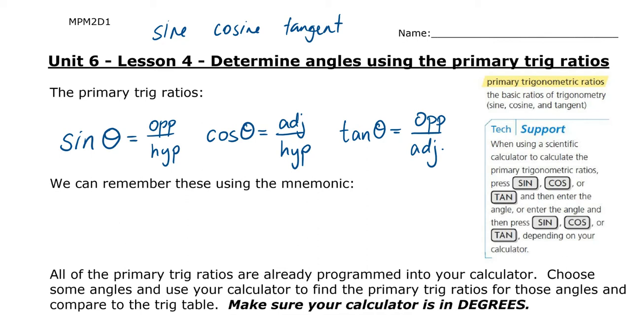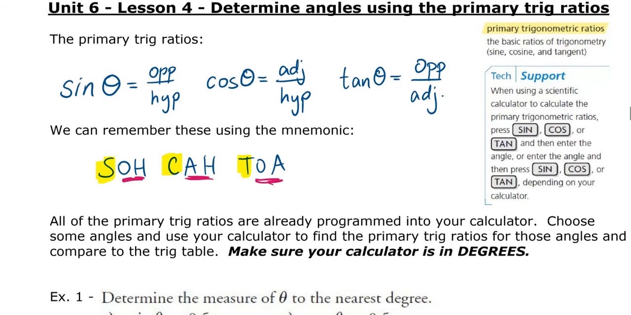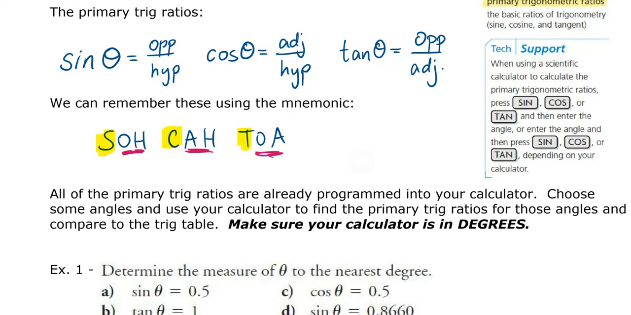Now, to help you remember these three ratios, we have a little mnemonic called SOHCAHTOA, where the first letter denotes the name of the ratio. So S for sine, C for cosine, T for tangent. And the other two letters represent the two lengths that you're going to divide. So the opposite divided by the hypotenuse, adjacent over the hypotenuse, and the opposite over the adjacent. So if you can remember this mnemonic, SOHCAHTOA, you'll always be able to remember the ratios for your primary trig ratios.